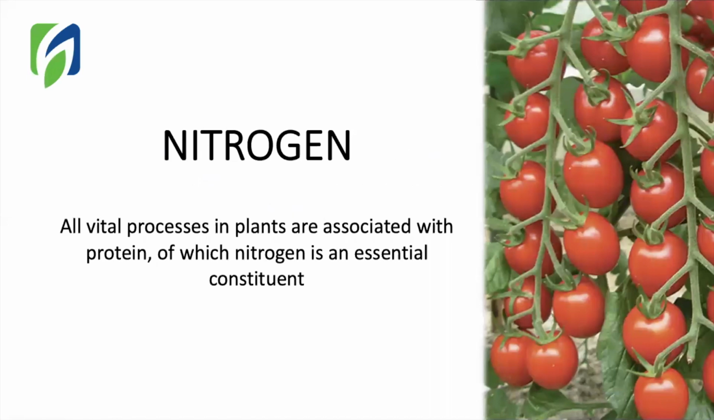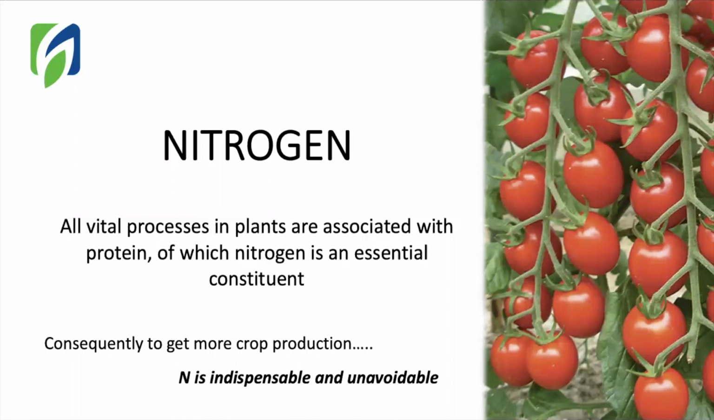As you probably already know, nitrogen is a very important nutrient for all organisms, including plants. All vital processes in plants are associated with proteins, and nitrogen is an essential element in proteins. Therefore, we can assume that nitrogen will always be required in high quantities in comparison to other nutrients in our plants, meaning that in our nutrient solutions, nitrogen is usually one of the nutrients in higher quantities. So in order to get a good crop production, we need to fully satisfy the necessities of nitrogen in our crop.